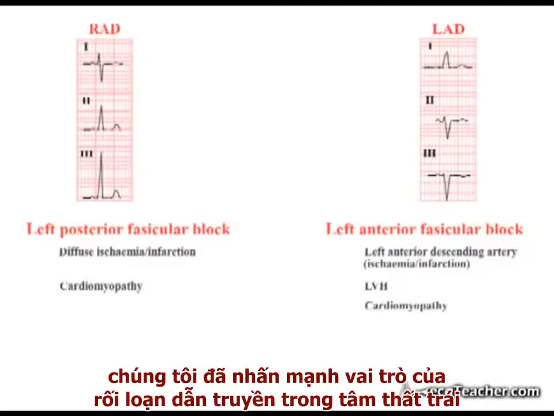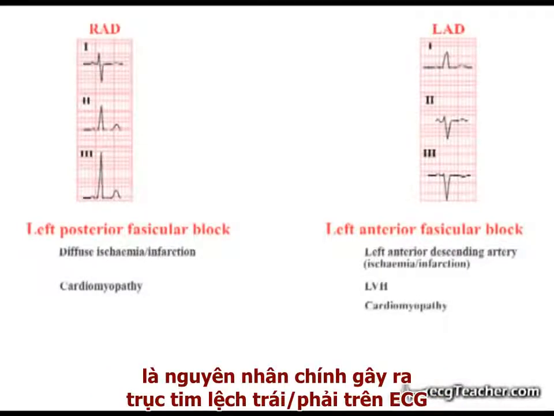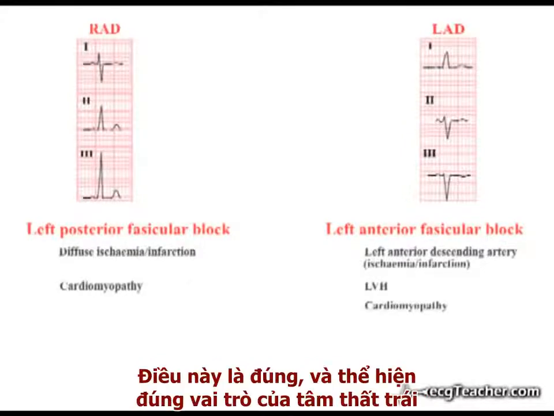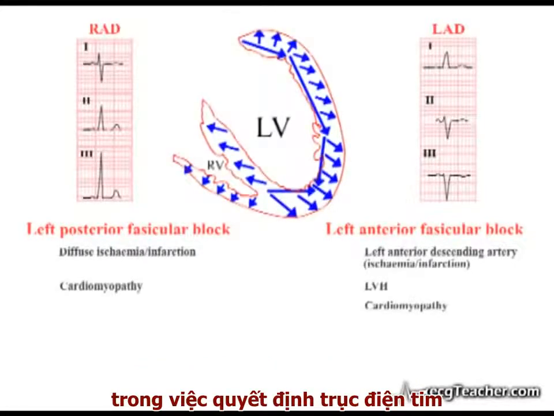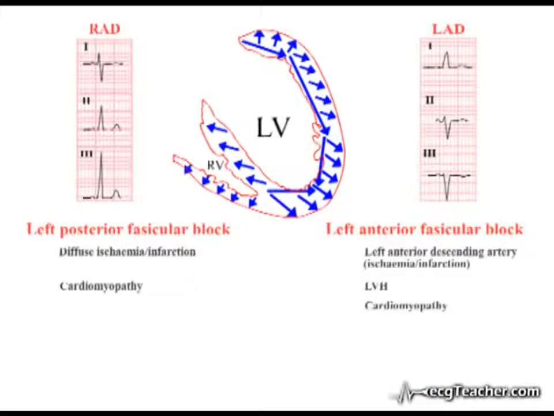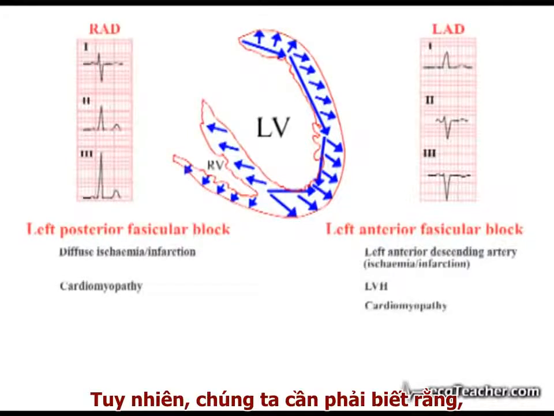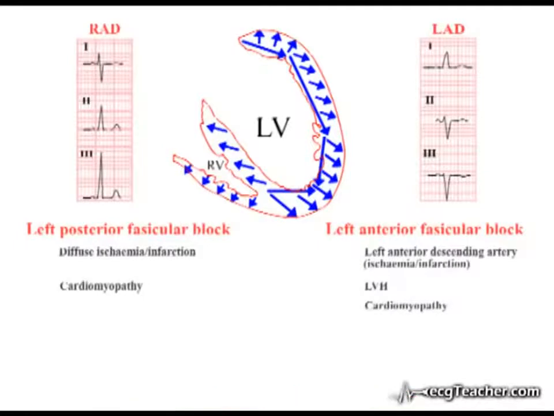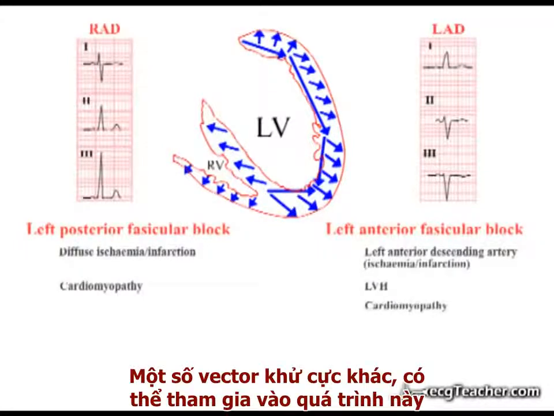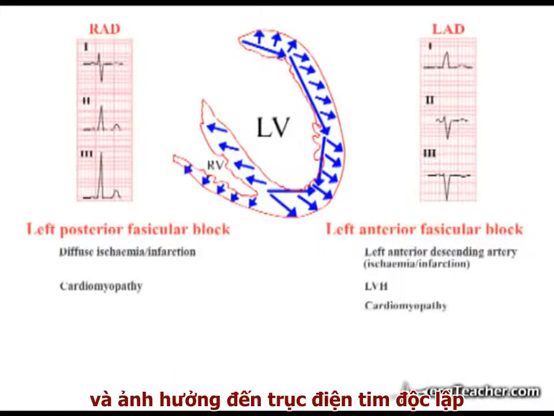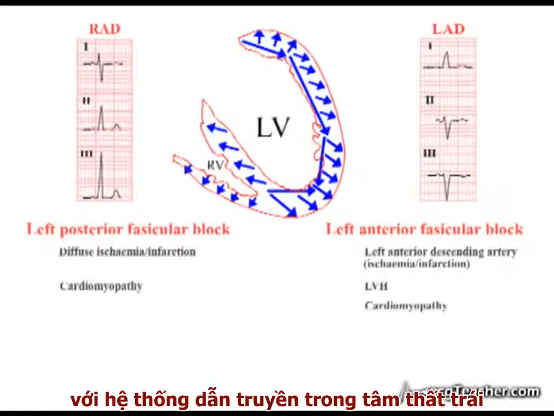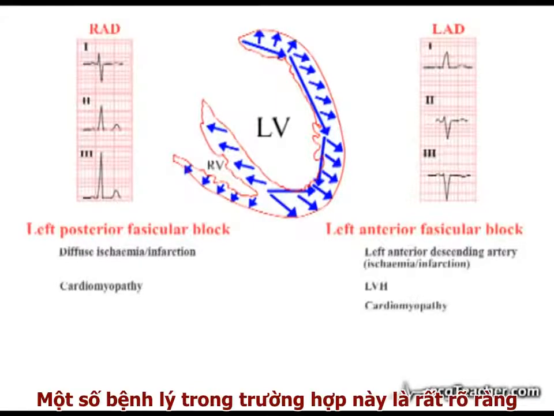So far we have emphasized the role of conduction defects in the left ventricle as the primary cause of axis deviation on the ECG. This is indeed the case, and it reflects the dominance of the left ventricle in determining the cardiac axis. However, we should point out that in some situations other depolarization vectors may come to the fore and shift the axis independent of damage to conduction in this chamber. Some of these are intuitively obvious.